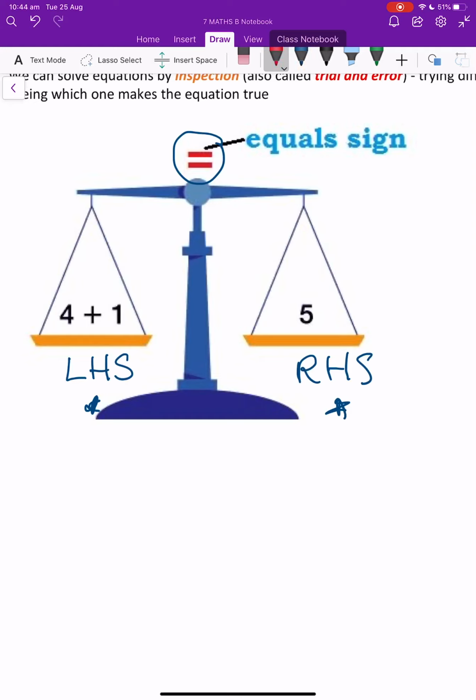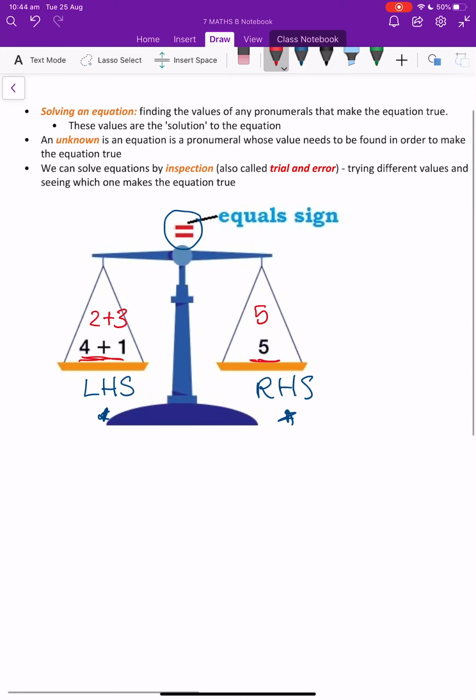So 4 plus 1, that is the same as 5, so they're equal. This could also be 2 and 3. That would also be an equation because it's the same as 5. So just keep that in mind.